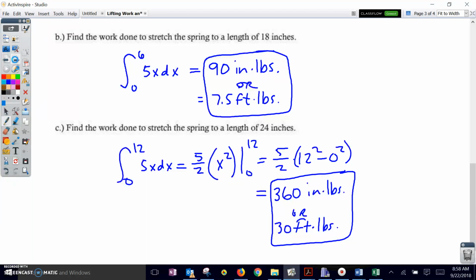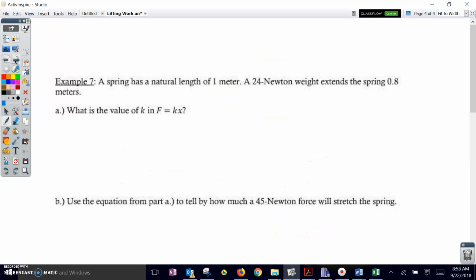Alright, going on to example 7. Holy smokes. A spring has a natural length of 1 meter, and a 24 Newton weight extends the spring 0.8 meters. What's the value of k in F equals kx? So our force is 24, to extend it 0.8 meters beyond, so we find that k is equal to 30. And so our equation is F equals 30x for this spring.